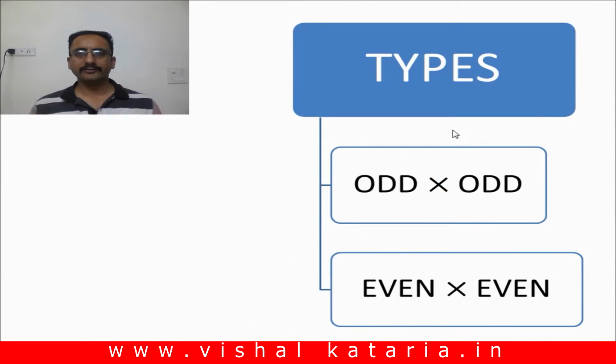A different method is used for odd by odd, and for even by even the method used is different. That's why we generally categorize these magic squares into odd by odd and even by even. In this video, I will teach you how to draw an odd by odd magic square. In my next video, I will teach how to form an even by even magic square. Let's start with odd by odd.